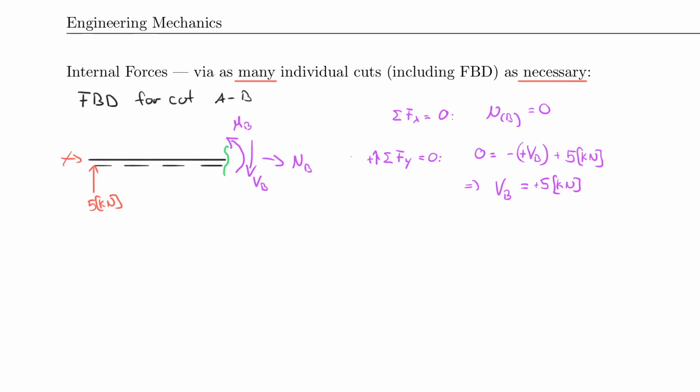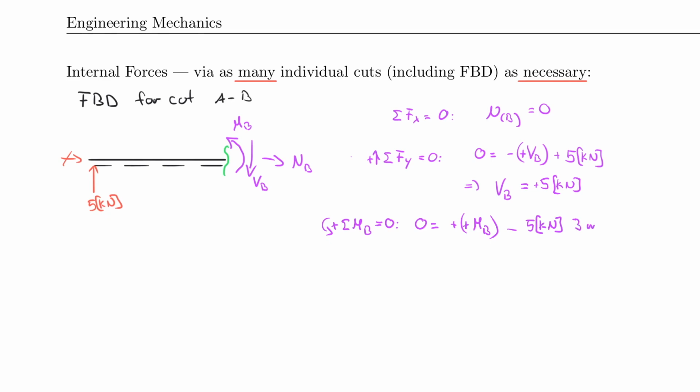Now for the moment, what do I do? To calculate the moment, I take the sum of the moments about point B equal to 0, counterclockwise positive in this case, and 0 is equal to plus positive MB minus 5 kilonewton with a lever arm of 3 meters.